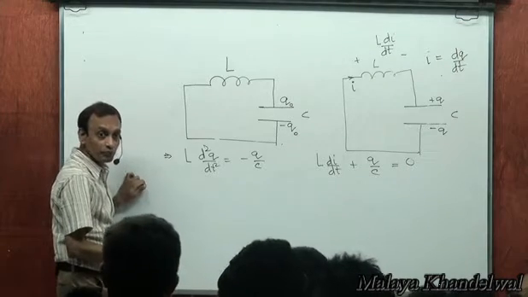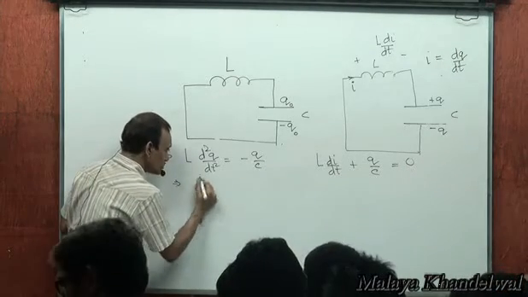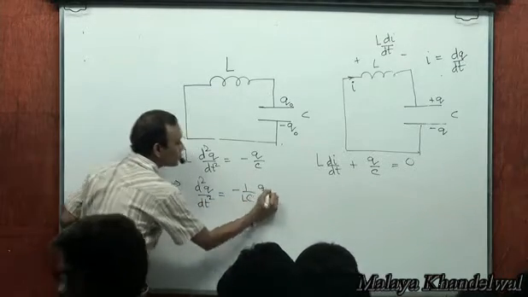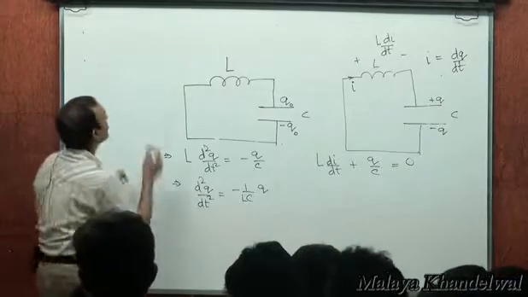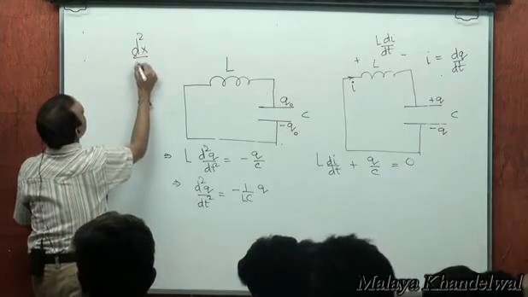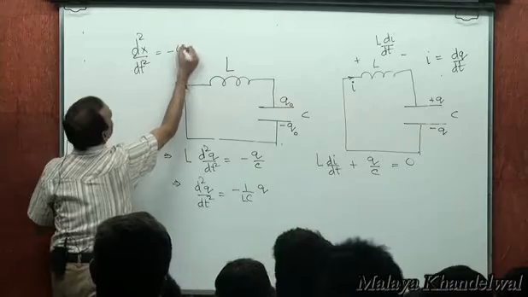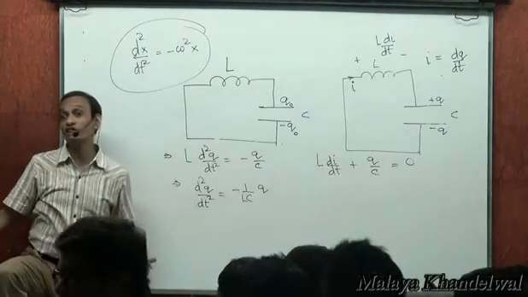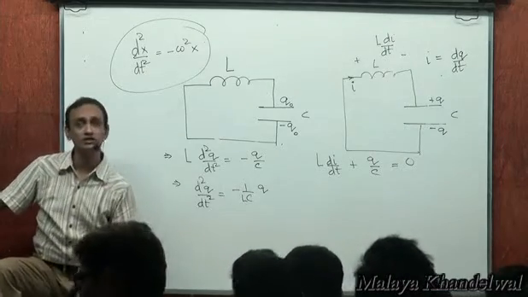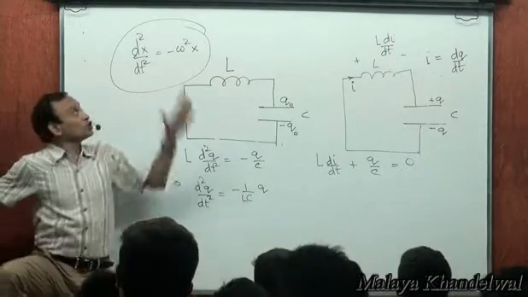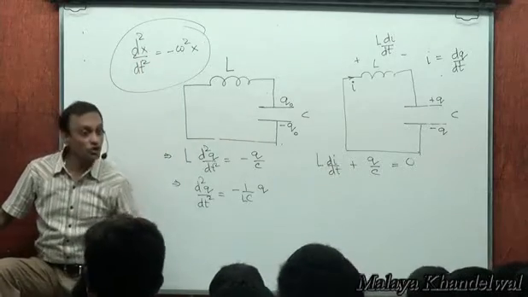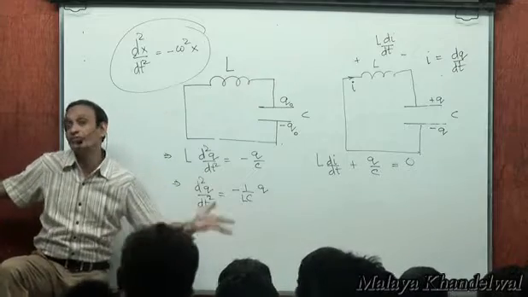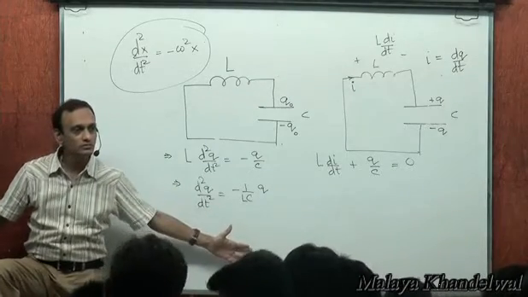Right? So d2q/dt2 is minus 1 by LC q. It's the same as the equation for the simple harmonic oscillator, d2x/dt2 is minus omega squared x, isn't it? Instead of x, you have q. The solution to this was x equal to, let's say, A cos(omega t plus phi). In this case, the solution would be q equal to some q naught cos(omega t plus phi).